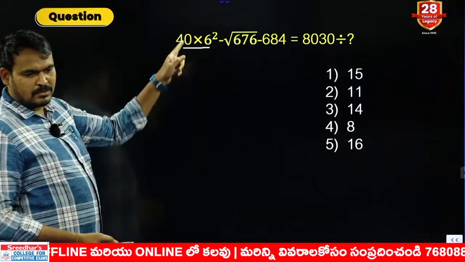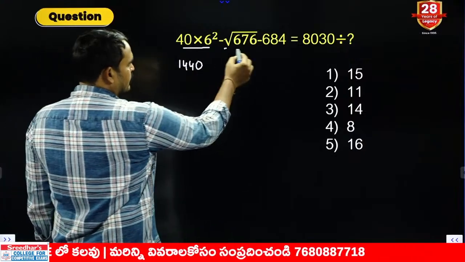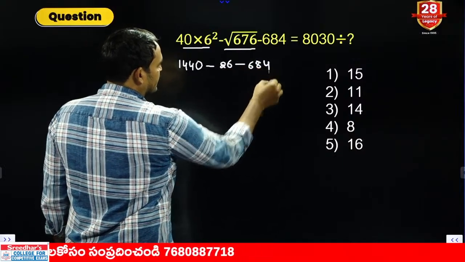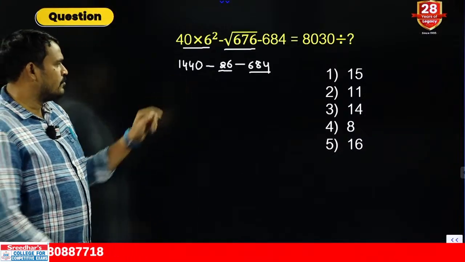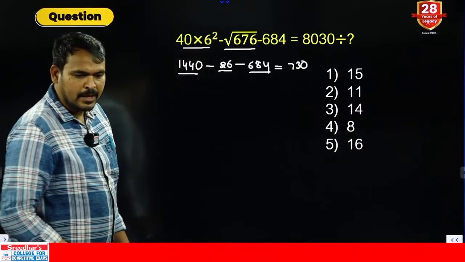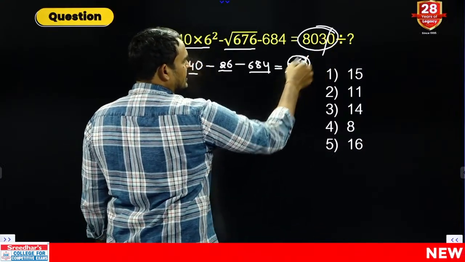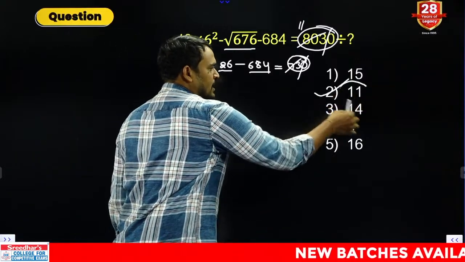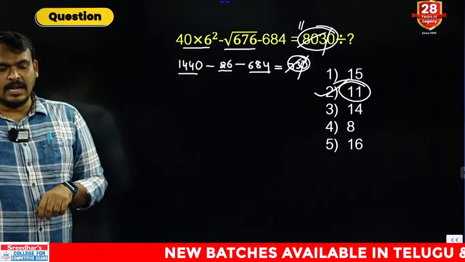40 into 6 square means what is the 6 square? 36. 36 into 40 means that is 1440. Square root of 676 means that is 26, plus 684. First of all, 26 and 684, that is 710. 1440 minus 710, what is the difference? 730. 8030 divided by 730. 0 cancel, 73 almost 11 times or not? Then answer is second option, 11. 8030 divided by 730, we are getting 11.